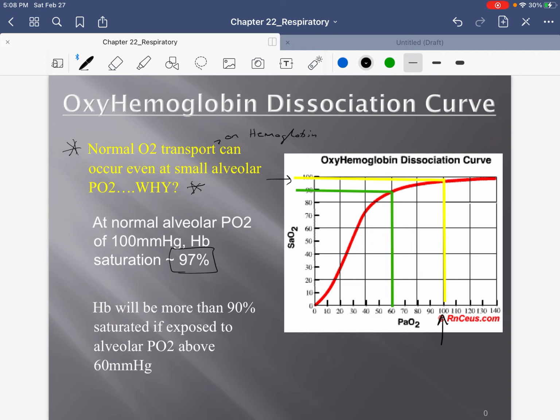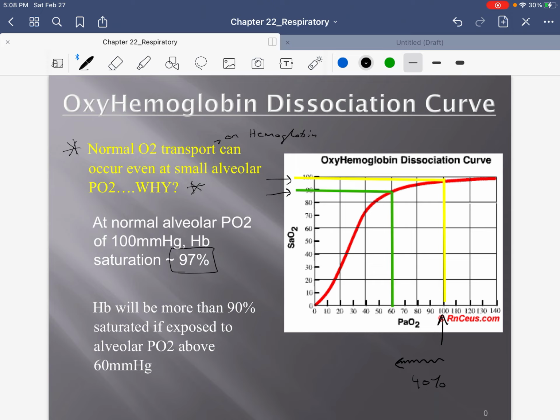But look, even if I drop the amount of oxygen to 60, that's a 40% drop. Even if I drop the amount of oxygen 40%, I'm still going to be at 90% hemoglobin saturation. So this gives us a bit of a buffer. Even if we, in a period of time, have a drop of oxygen levels in the blood, up to a certain point, we can still maintain hemoglobin saturation fairly well.